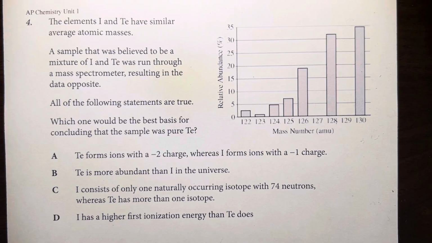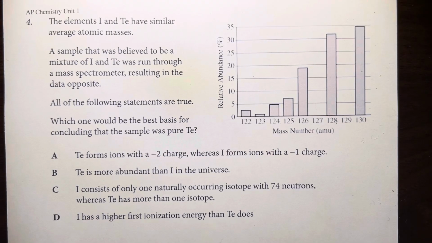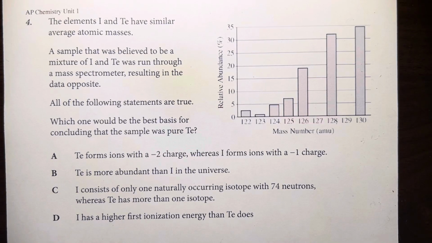The elements iodine and tellurium have similar average atomic masses. A sample that was believed to be a mixture of iodine and tellurium was run through a mass spectrometer, resulting in the data opposite. All of the following statements are true. Which one would be the best basis for concluding that the sample was actually pure tellurium?